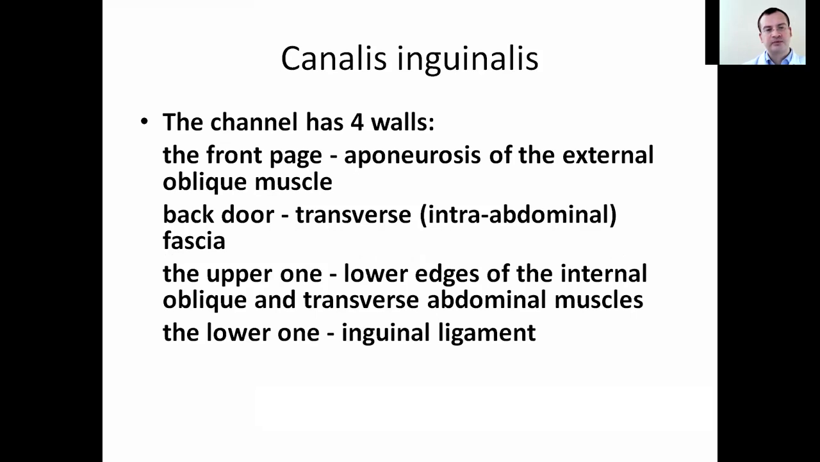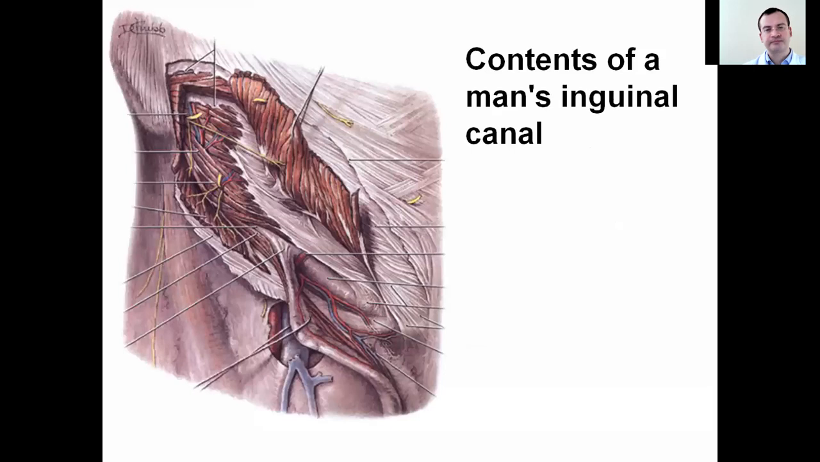The canal has 4 walls: the front one is the aponeurosis of the external oblique muscle, the back one is the transverse intra-abdominal fascia, the upper one is the lower edge of the internal oblique and transverse abdominal muscles, and the lower one is the inguinal ligament.